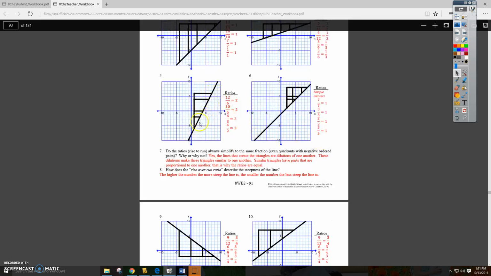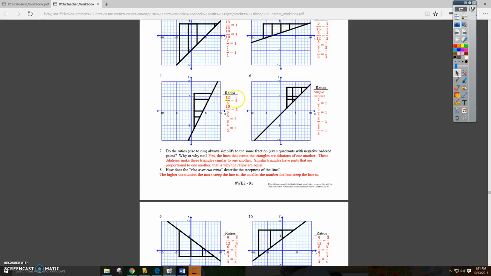On question 5, we're going to rise 12, we run 6. That gives us 2, or 2 over 1. We rise 10, run 5. We rise 6, we run 3. We rise 4, we run 2. All of those simplify to be 2 over 1, or 2.